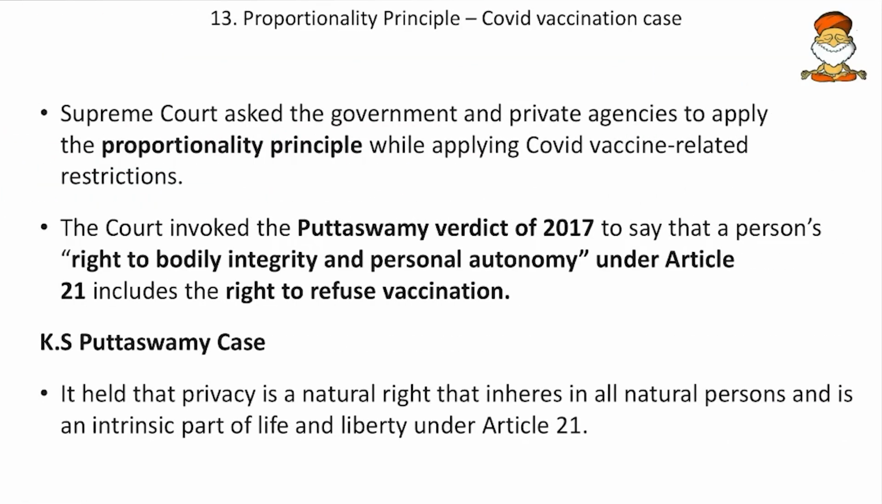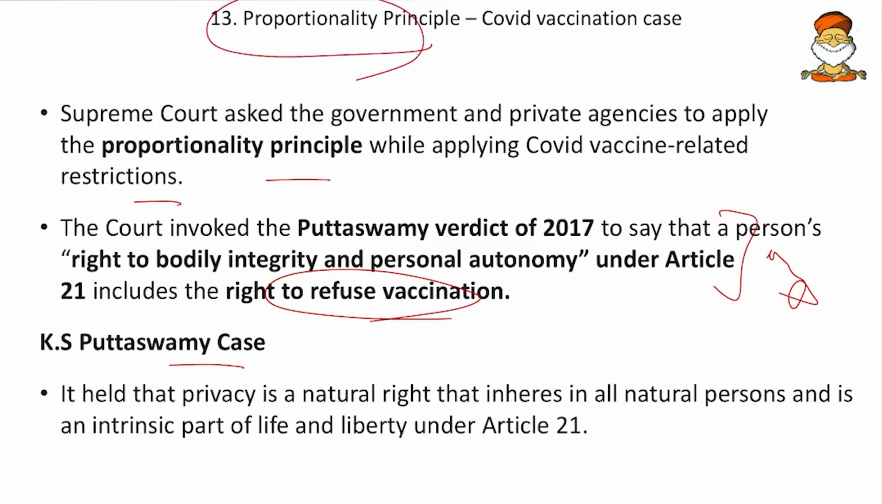And then the proportionality principle. So here again, the Supreme Court asked the government and private agencies to apply the proportionality principle while applying COVID vaccine related restrictions. And here the court invoked the Puttaswamy verdict of 2017 to say that a person's right to bodily integrity and personal autonomy under Article 21 includes the right to refuse vaccination. So mark this judgment as important. And here we look into the Puttaswamy judgment so that we will understand this proportionality principle better.